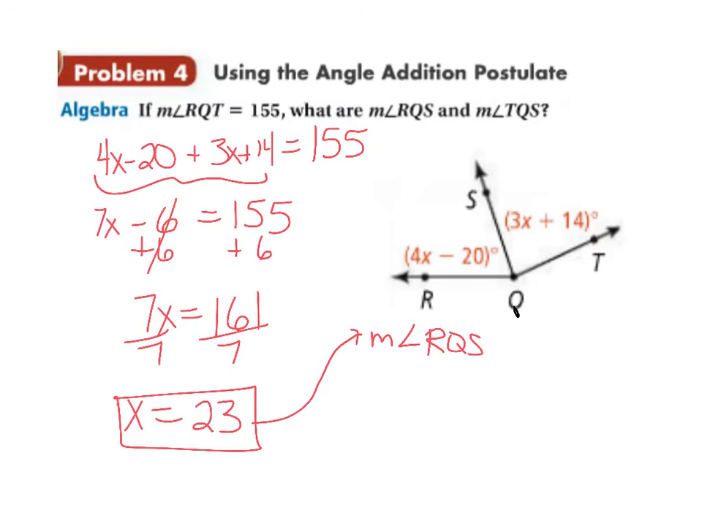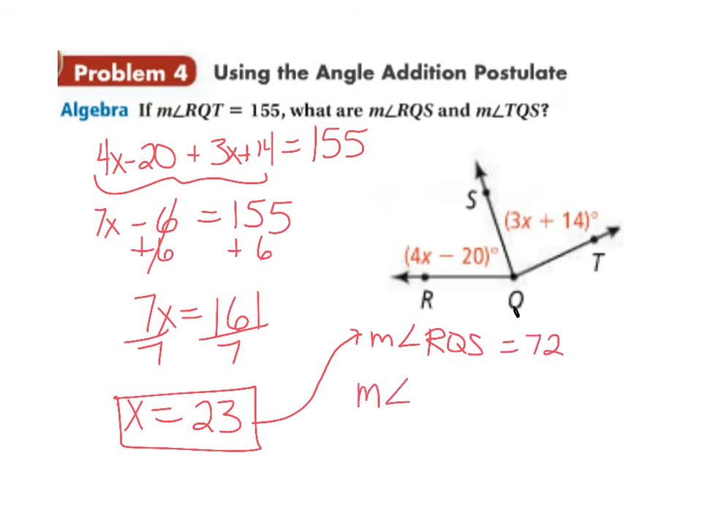So you're going to have to plug 23 in for x. All right, I'm going to cheat. I'm going to get my calculator because I don't want to take forever here. All right, so I'm going to take 4 times 23 and then I'm going to subtract 20 from that. And I end up at 72. So the measure of that angle is 72.